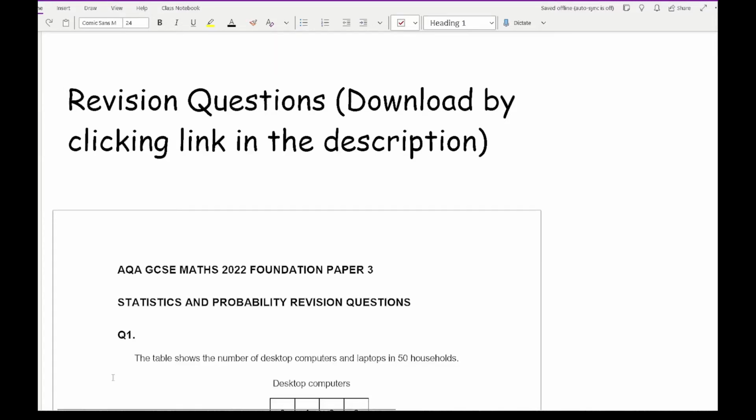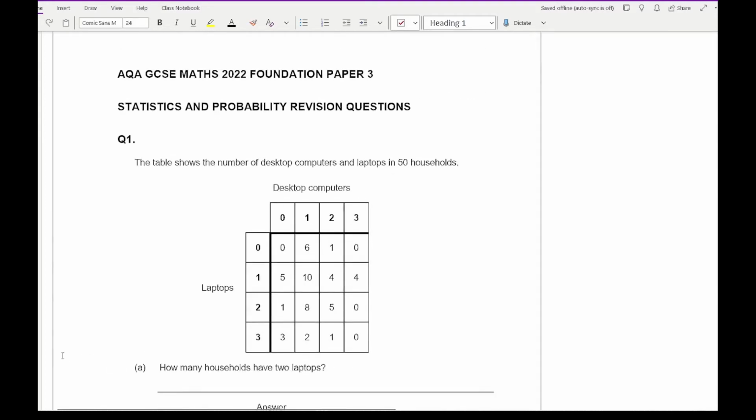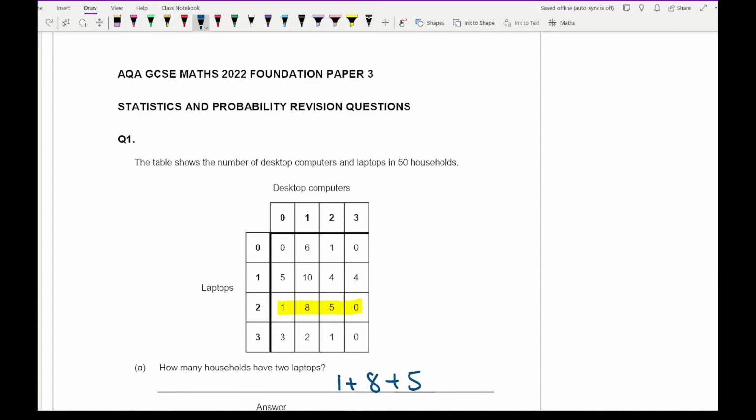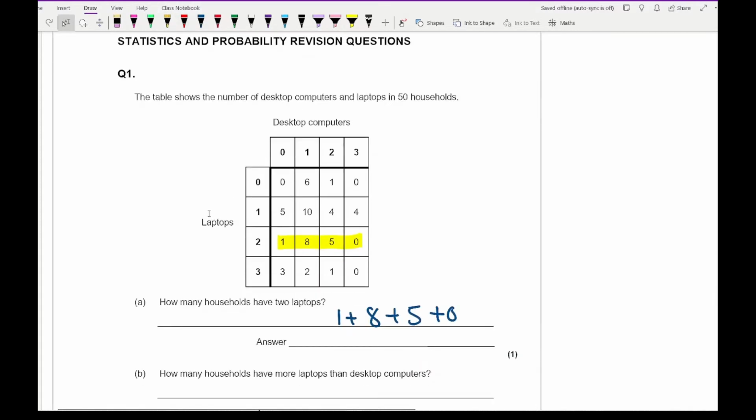So looking at question 1, which refers to a two-way table, it says the table shows the number of desktop computers and laptops in 50 households. And in question A, it says how many households have 2 laptops. So for this particular question, what we need to do is look at the laptops row and look at number 2. Now what you want to do is make sure that you're not including the 2 that represents 2 laptops. So you're just adding these 4 numbers together. So it's going to be 1 plus 8 plus 5 plus 0, and that gives us an answer of 14.